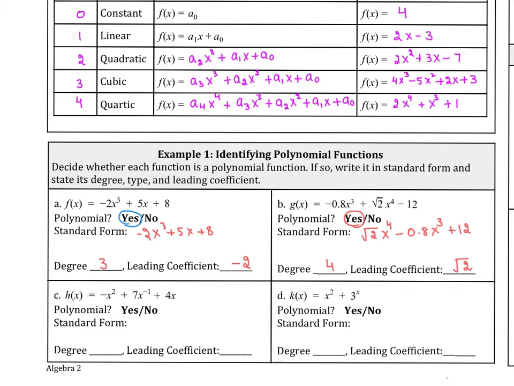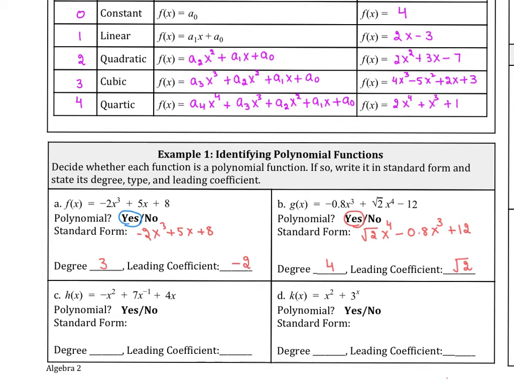Is this going to be a polynomial? Let's investigate. We say that all the coefficients, the numbers in front of x, should be real numbers. So they are all real numbers: negative 1, 7, and 4. And we say that the exponents should be all whole numbers. So we see here, this is a whole number, this is a whole number 1, but this one is a negative integer. So that makes it no.